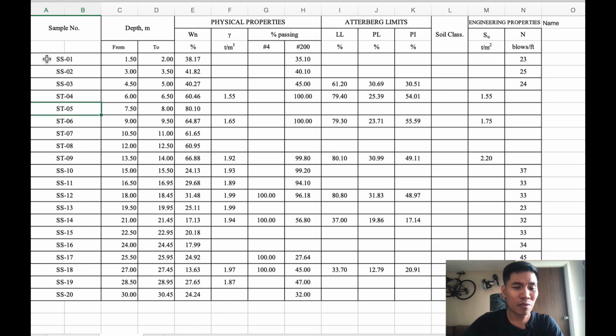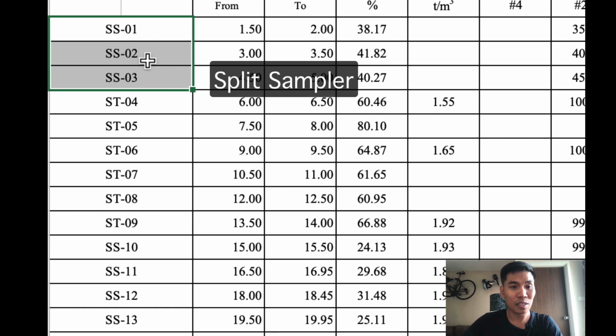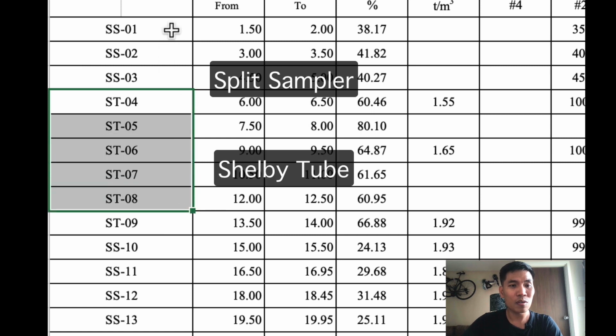We look at the first column. The first column starts with the type of the soil sample. They have SS. What does SS stand for? SS stands for split sample. ST is for Shelby-Tube.